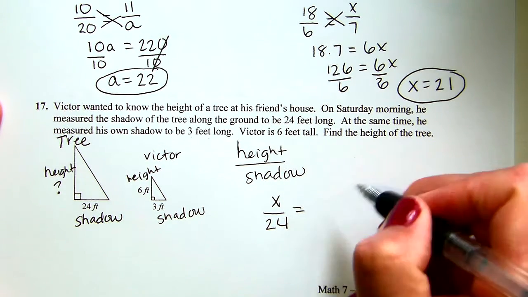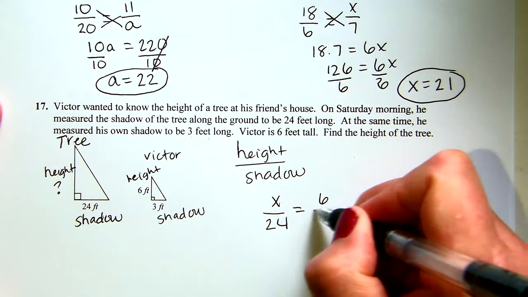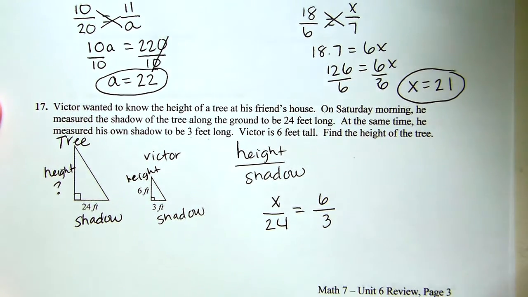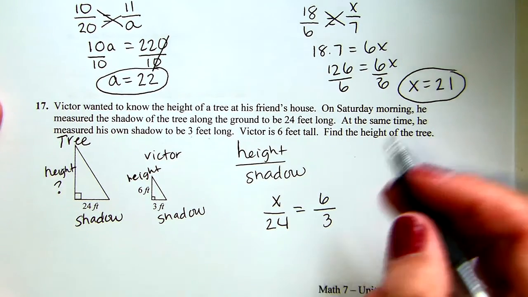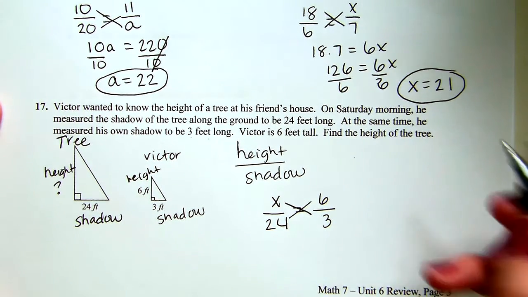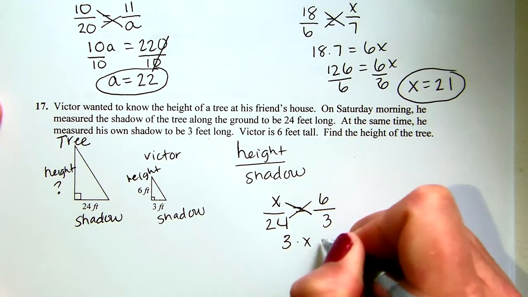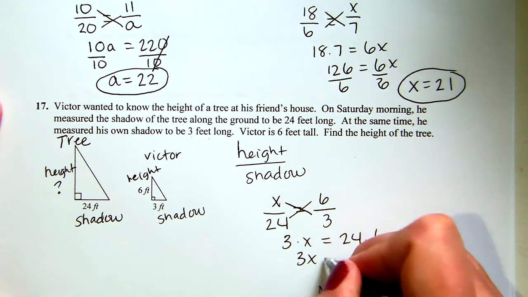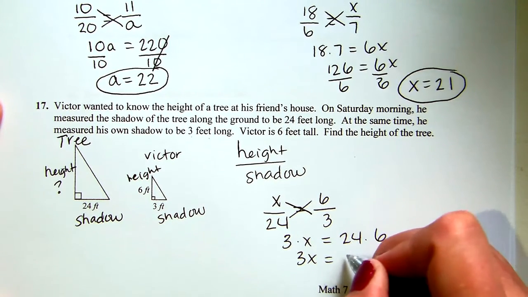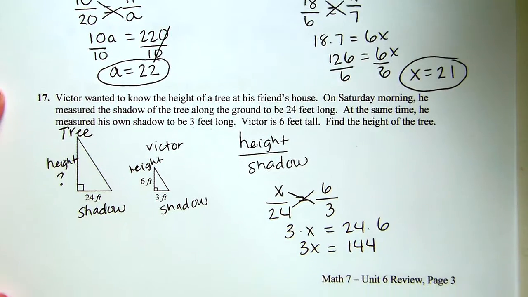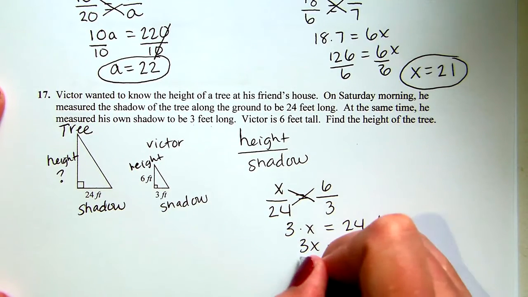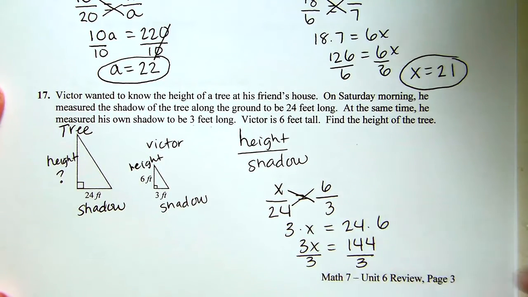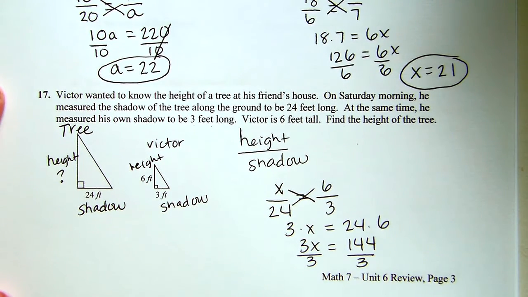Now I'm going to multiply diagonally. So we're going to get 3 times x equals 24 times 6. We're going to get 3x equals 144. We will divide by 3 on both sides. And that is not a number I know off the top of my head. That will be 48. So x equals 48.